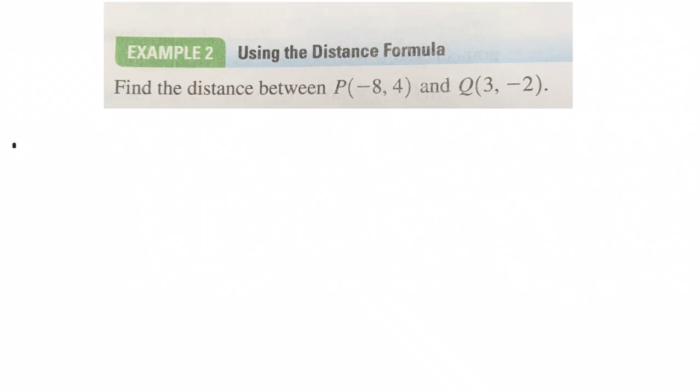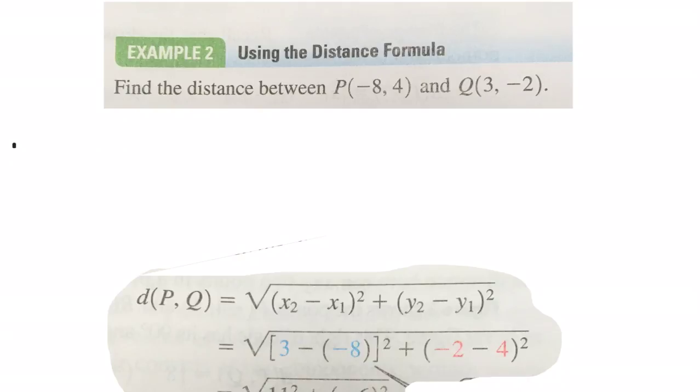So here's an example. Find the distance between points P and Q. Now remember we have the distance formula. It's the square root of... it doesn't matter which x coordinate you put first and which y coordinate you put first, as long as you do the same one. Even then it really doesn't matter because you're squaring it. Just for the sake of simplicity, put the same x and y first and the same point second.